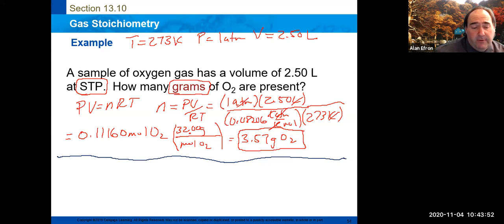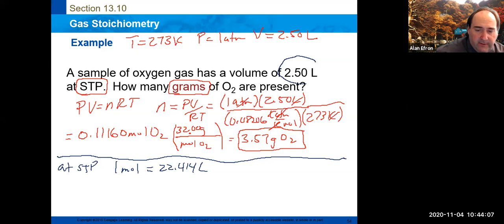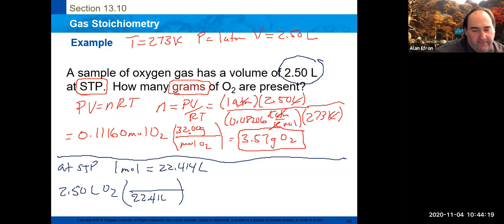The alternative approach is to use that conversion factor that we just talked about. Again, because we're at STP, we know that 1 mole of a gas equals 22.414 liters. And since we already have the volume, we could just start with the volume here, and we could go 2.5 liters of O2. Again, 22.414 liters is 1 mole of O2. We could use that because we are at STP conditions.